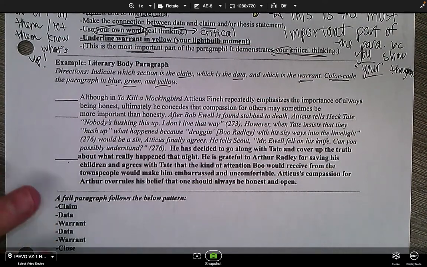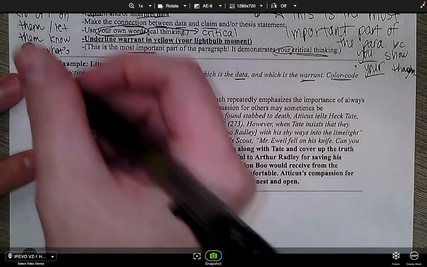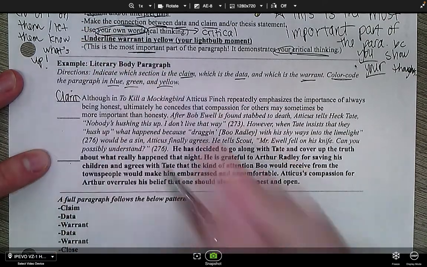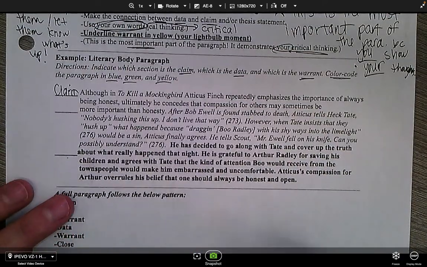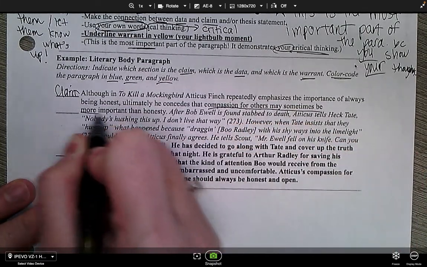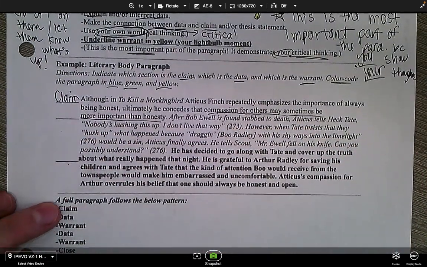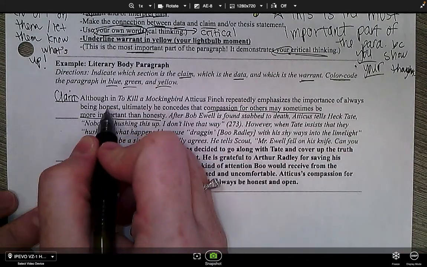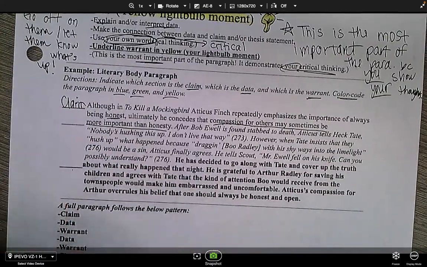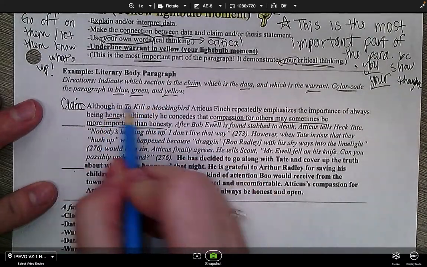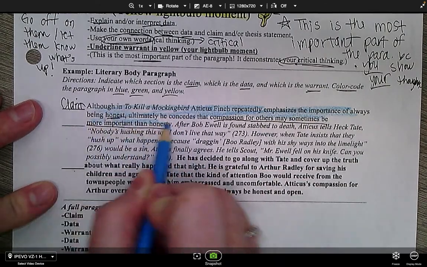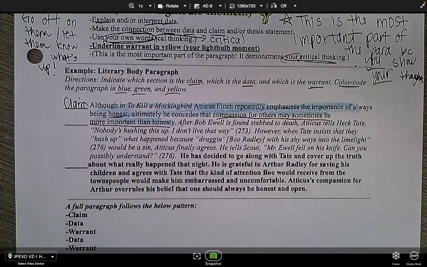All right. What is the first section? That is the claim. Can you find the opinion that is stated? Compassion for others may sometimes be more important than honesty. That is the claim. Although Atticus thinks it's important to be honest, he ultimately decides that compassion may be more important. So what color would you have had those? Blue. That would be the true blue you are trying to prove. What is the next section?